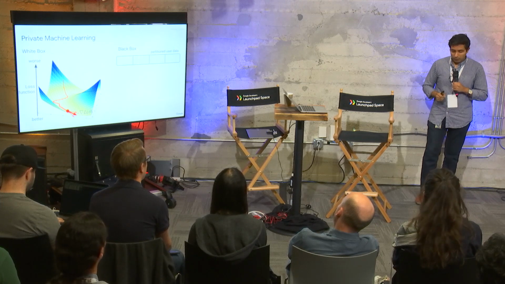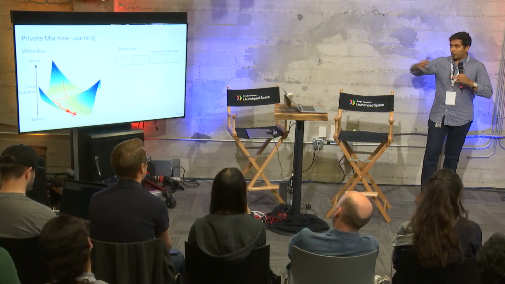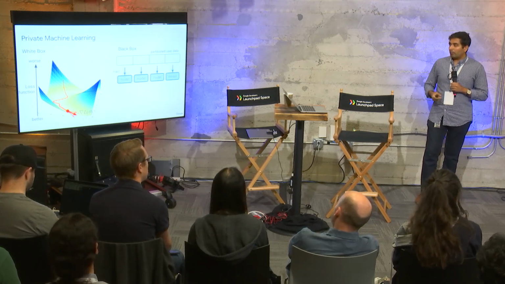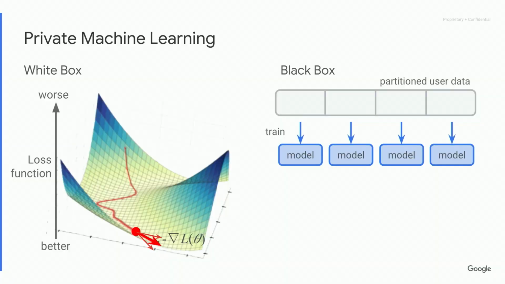And the way you do it is as follows. You take the user data and partition it into a bunch of blocks. You train individual models on each of these partitions of data. You train these models individually, separately. So these models have nothing to do with each other. They don't know what's going on in the rest of the partitions.